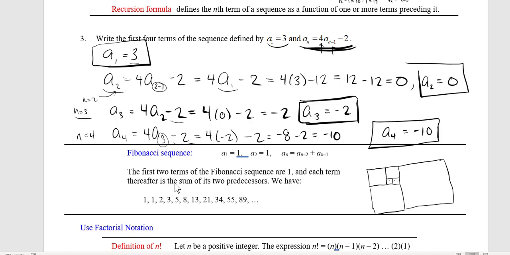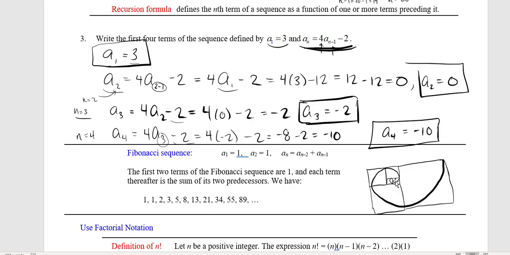And if you think of making a spiral through here, it makes a very nice spiral that shows up in nature often. This is very closely related to the golden ratio. You might want to look that up. Pretty interesting idea. These dimensions of each of these squares, the side lengths, follow the Fibonacci sequence.